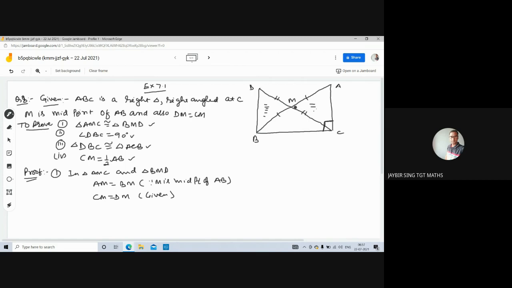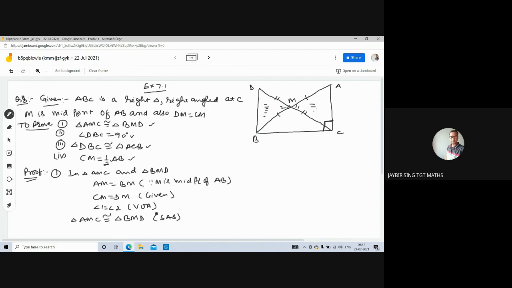And third thing, we can take these vertically opposite angles. Suppose this is 1 and this is 2. Angle 1 is equal to angle 2. These are vertically opposite angles. So triangle AMC is congruent to triangle BMD. This is the SAS congruence condition. Okay, first part is proved.